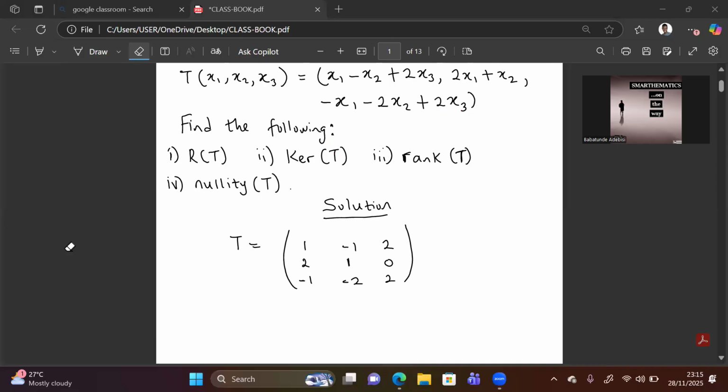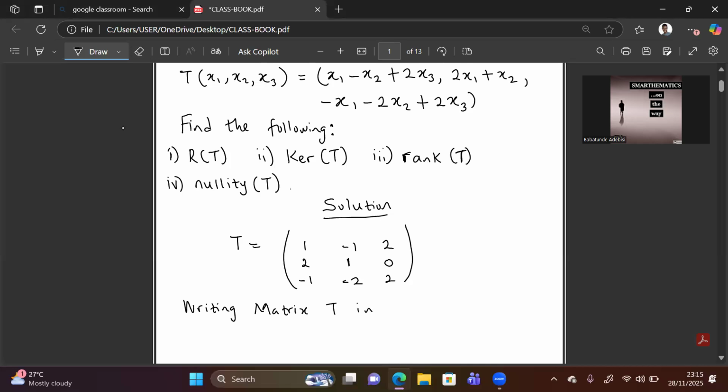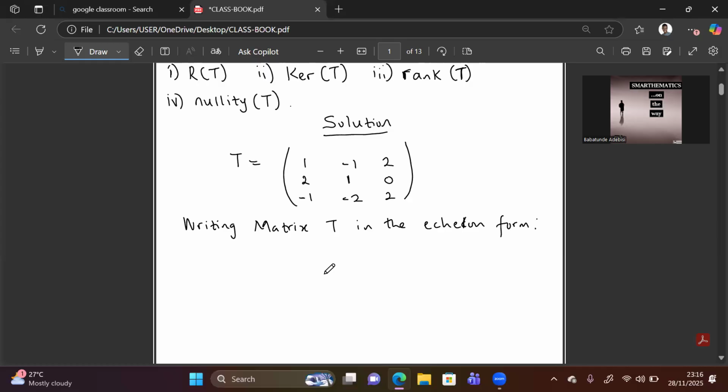So we write the matrix in the echelon form. So writing matrix T in the echelon form. Okay, so we want to write in echelon form. I believe you have the picture in your head, like I said. Now, let's walk towards that picture.